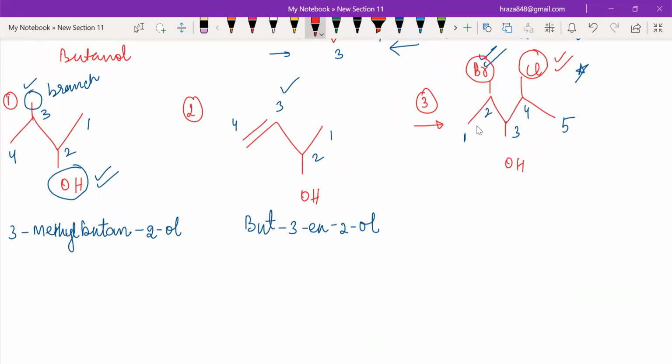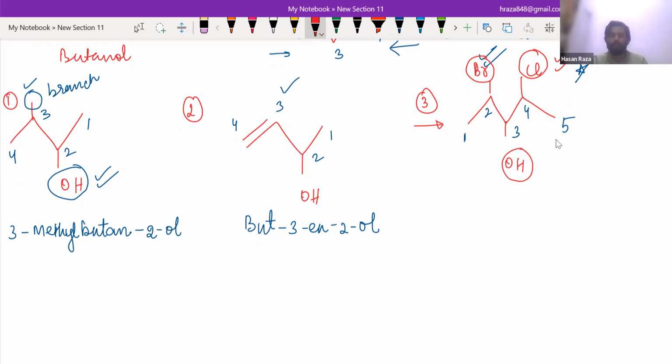Yes, sir. Now you need to decide it on the basis of alphabet. So we will do the numbering from the left hand side. See, there will be no effect on OH. But if you need to do the numbering, you just need to do it from the left hand side, because the situation is the same. So we will go with the alphabet.